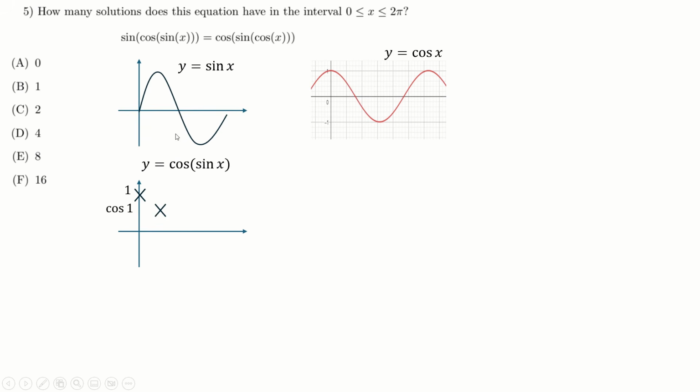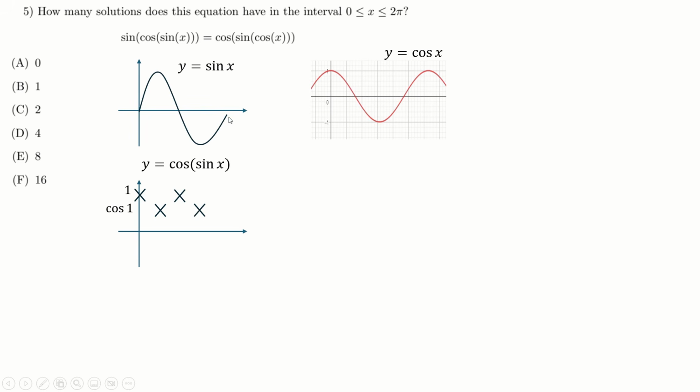And then the next one would be pi. So sine of pi is 0, as we can see, and then cos of 0 is 1. So we go back up to 1 again. And the next one is at 3 pi over 2. Sine of 3 pi over 2 is minus 1. So then we're doing cos of minus 1. But cos of minus 1 is whatever cos of 1 was, because cos is an even function. So that's going to be the same place as cos of 1, so it's there.